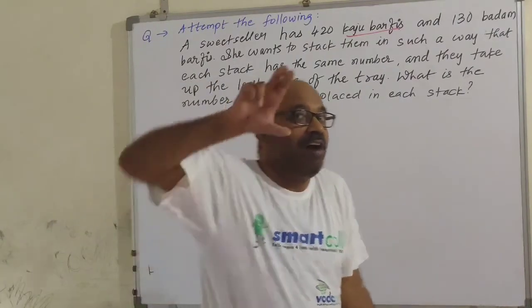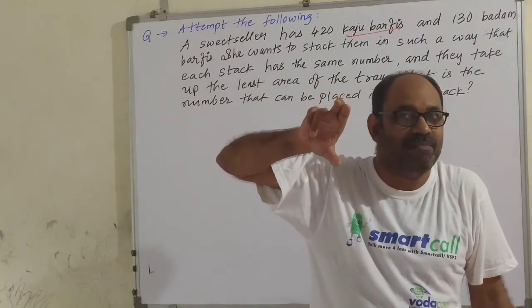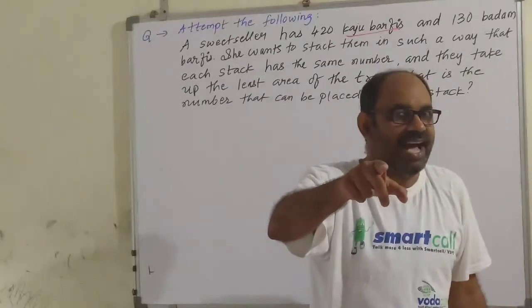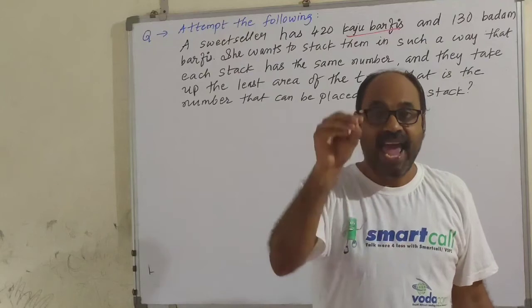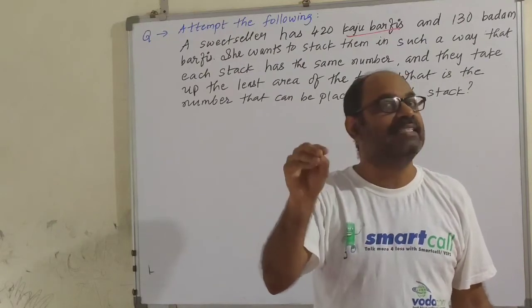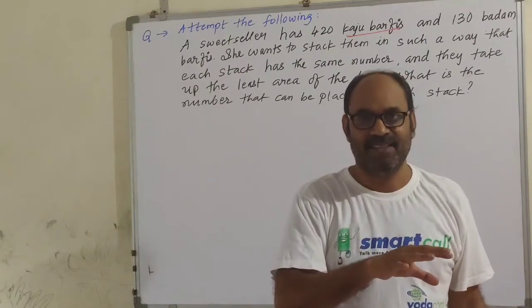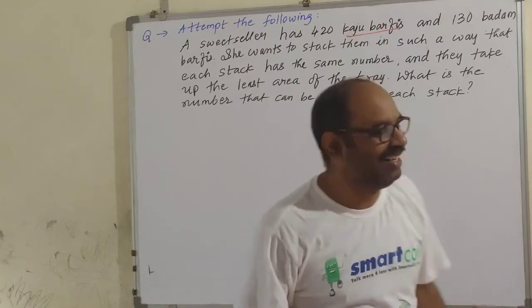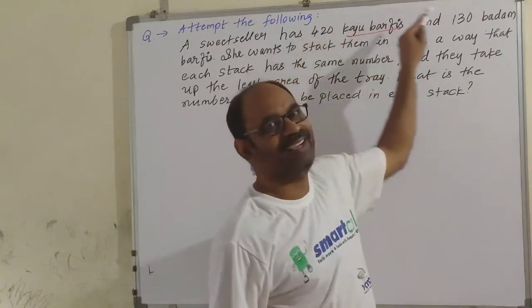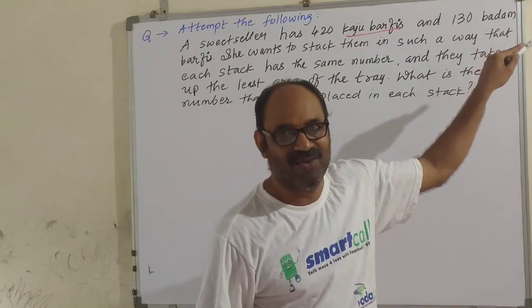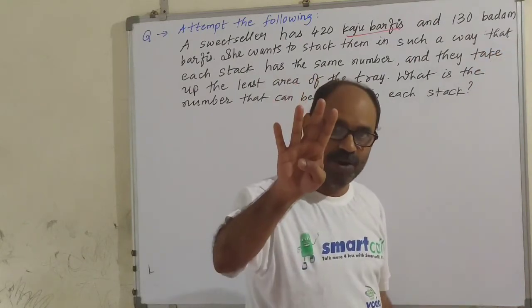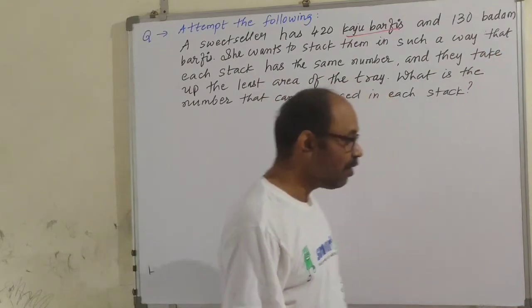We do not know how many burfis we can place in each stack. We are going to call it X. Let X burfis be placed in each stack. Now what is X? The highest common factor of 420 and 130. Actually, there are 4 possible ways, correct?